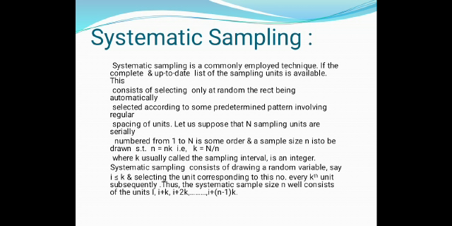Systematic sampling consists of drawing a random variable, say i less than or equal to k, and selecting the unit corresponding to this number and every kth unit subsequently. Thus, the systematic sample of size n will consist of the units i, i plus k, i plus 2k, up to i plus (n minus 1)k.